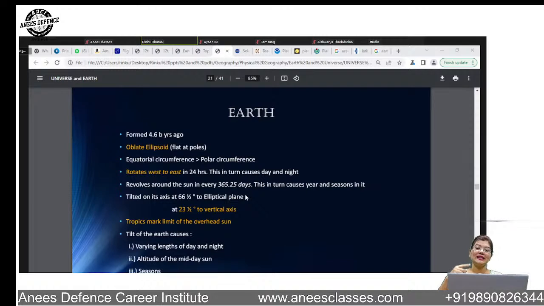Revolution is that the Earth rotates about itself, and meanwhile it also completes a revolution in an elliptical orbit around the sun. The period it takes for that is 365.25 days. These 0.25 days is important. Technically, we consider a year to be only 365 days.